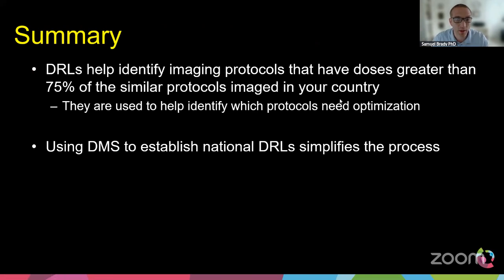So in summary, we've talked a little about DRLs, what DRLs are. They're great for establishing a threshold, so we kind of know where most of our peers are imaging. Anything over the 75th percentile is an invitation for us to optimize. Anything below 75th percentile is good.